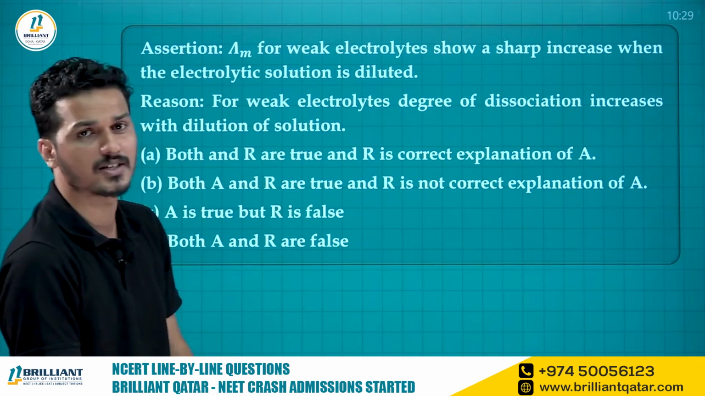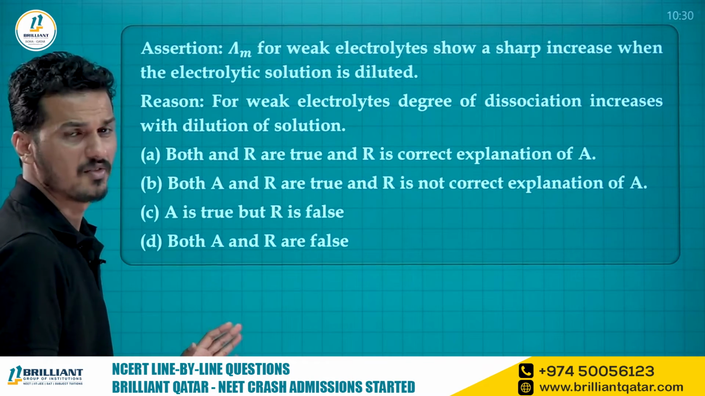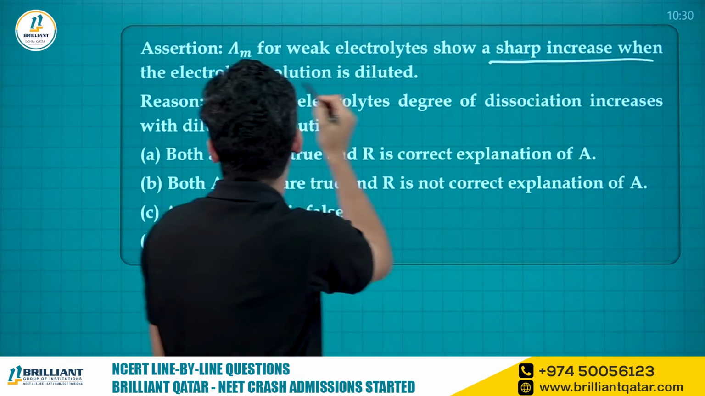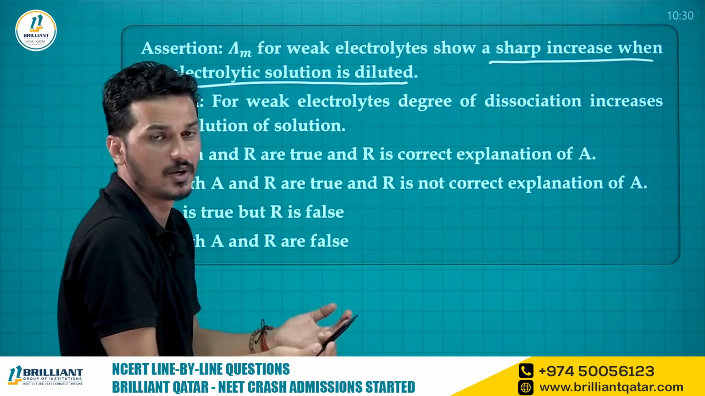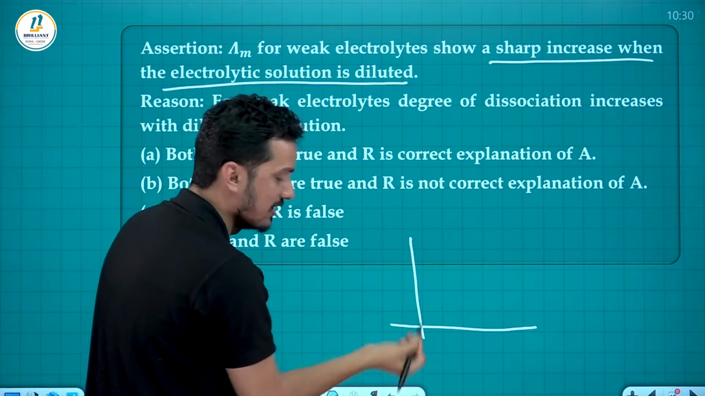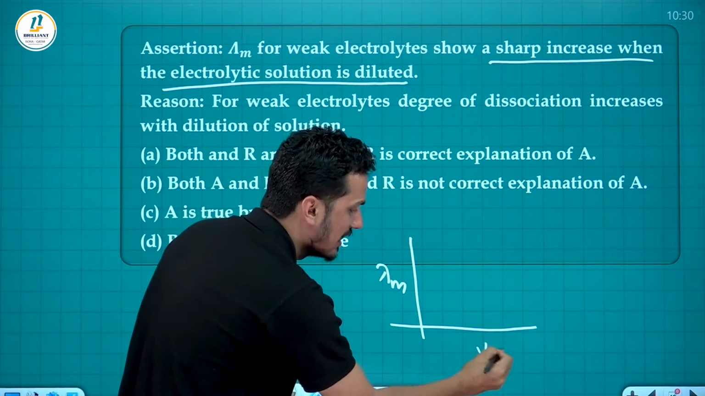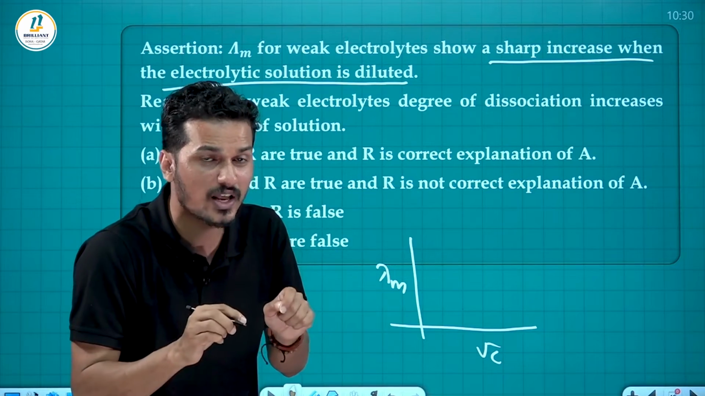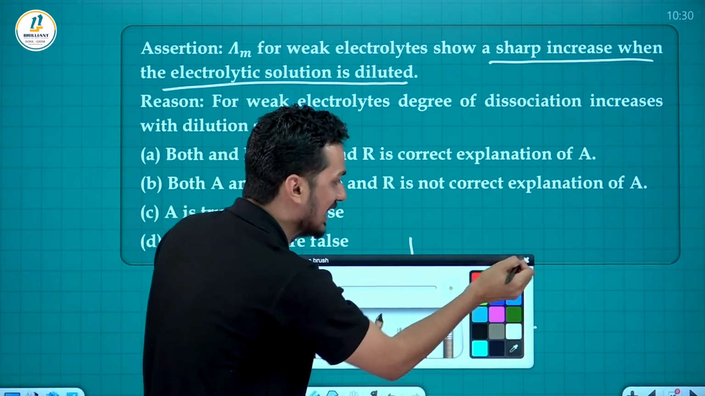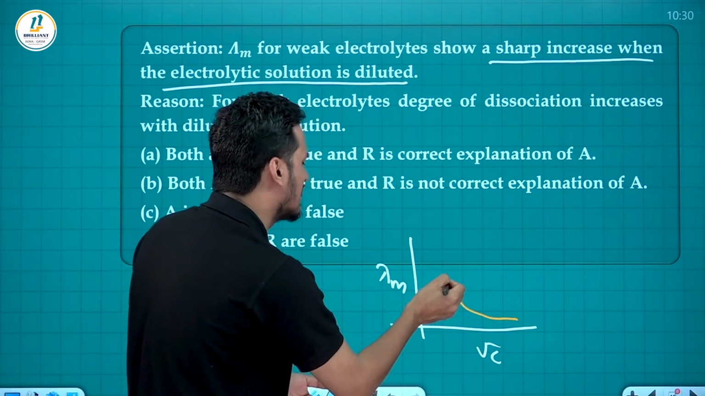This is the next question. Assertion: Lambda m for weak electrolytes shows a sharp increase when the electrolytic solution is diluted. We know the graph between lambda m and root C. In the case of a weak electrolyte, while you are diluting, its limiting molar conductivity will sharply increase.